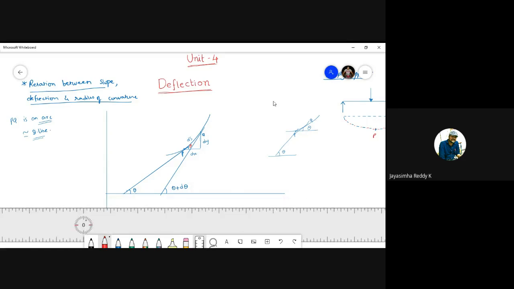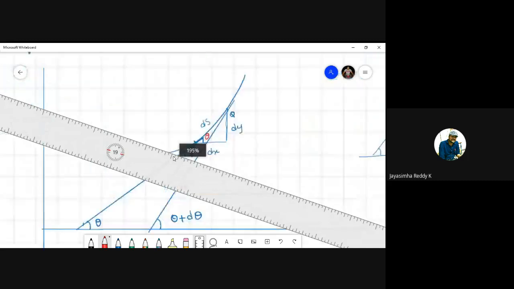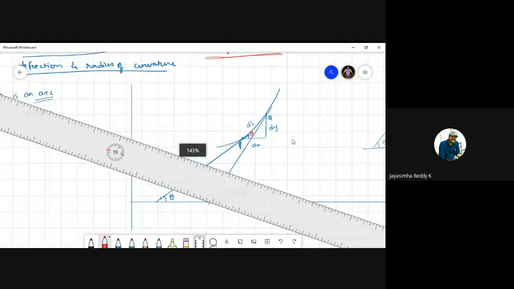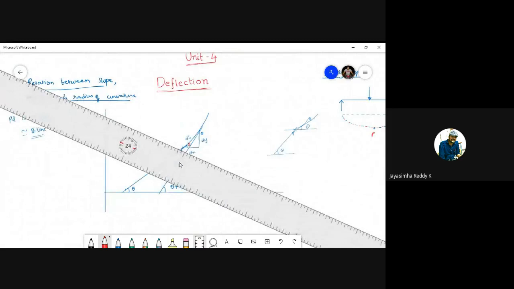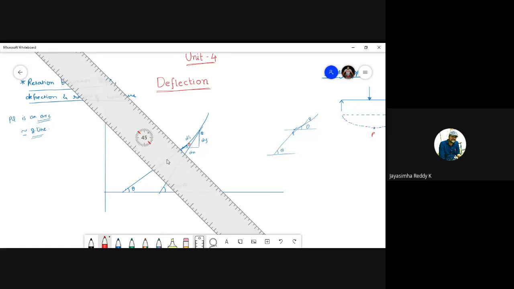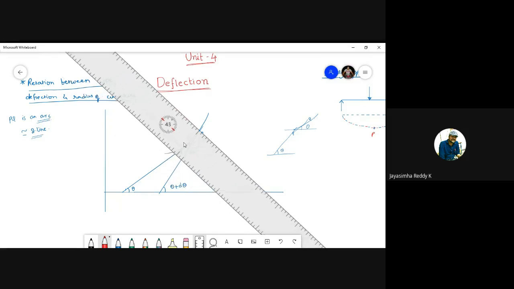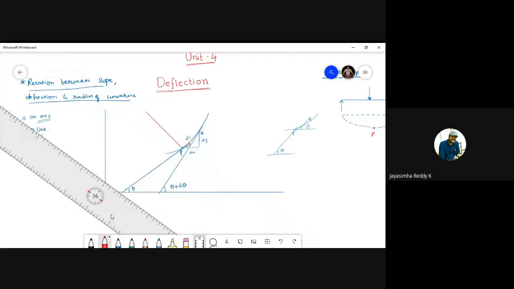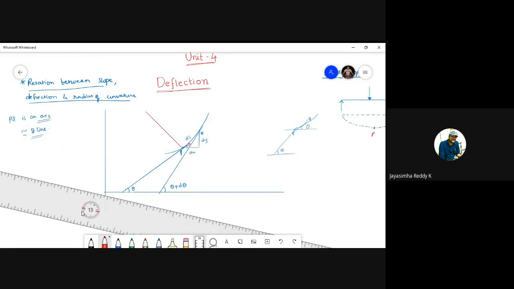Now let us draw the normals at P and Q. Normals in the sense perpendiculars at P and Q. Let us go to P and Q, students, and then let us draw the normals at P and Q. I'm just drawing the normal at P, and in a similar way I'll be drawing the normal at Q. Normal in the sense perpendicular to this.